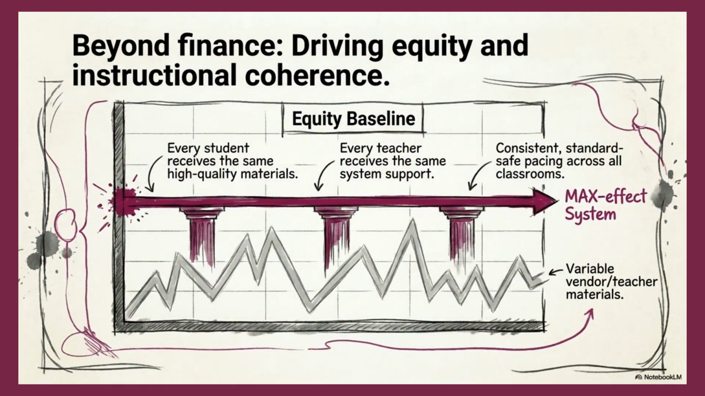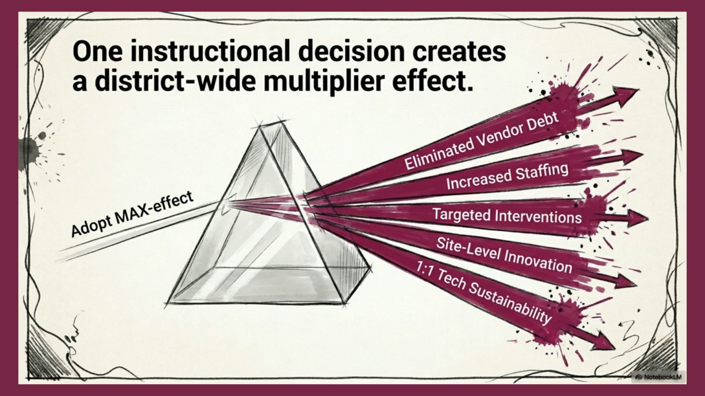Beyond finance, the Max Effect system drives equity and instructional coherence. It ensures every student receives the same high-quality materials, and every teacher receives the same system support, providing a consistent, standard-safe pacing across all classrooms. The decision to adopt Max Effect creates a district-wide multiplier effect, resulting in eliminated vendor debt, increased staffing, targeted interventions, site-level innovation, and one-to-one tech sustainability.